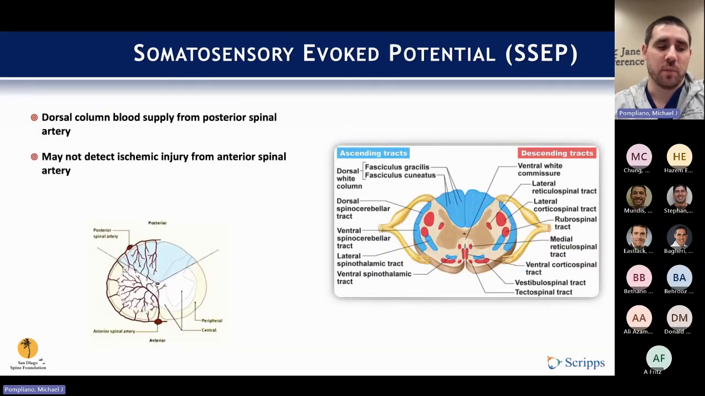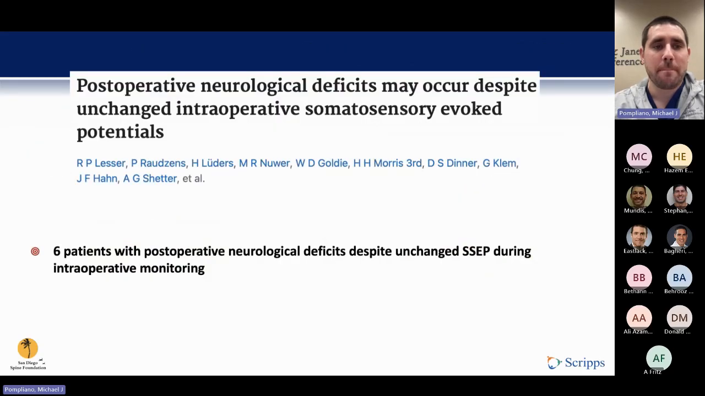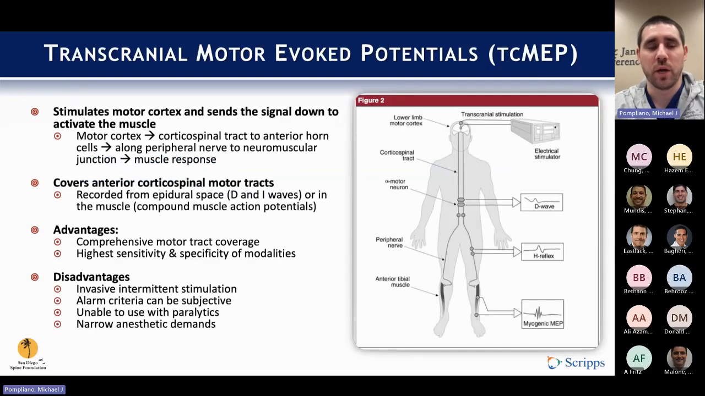And you can see in the picture on the bottom left, it just has to do with the blood supply to the spinal cord. So the dorsal columns are fed by the posterior spinal artery, whereas the anterior spinal artery feeds the anterior columns. That gets back to the redundancy kind of overall feature of some of these. This is a study looking at post-op neurodeficits, kind of showing the efficacy of SSEPs. Unfortunately, six patients had a post-op neurodeficit despite unchanged SSEPs during intraoperative monitoring. Again, getting back to the need for multiple modalities throughout the case.